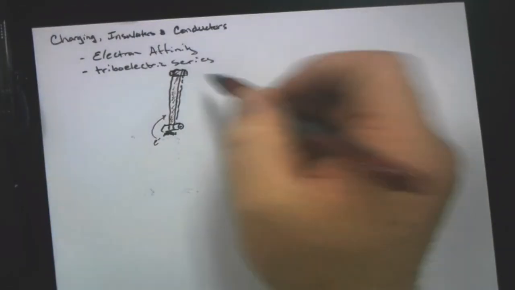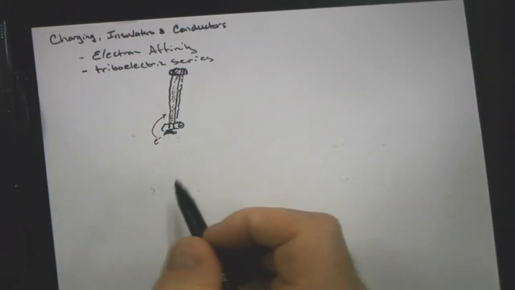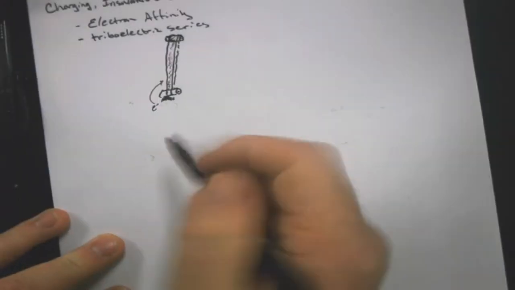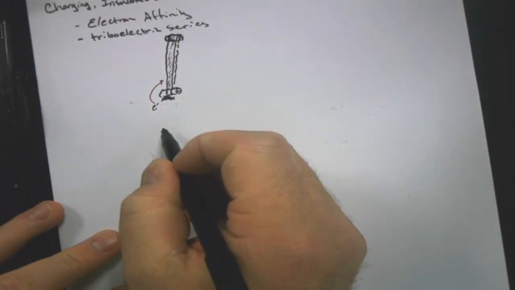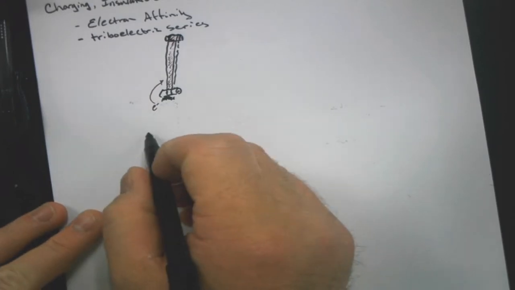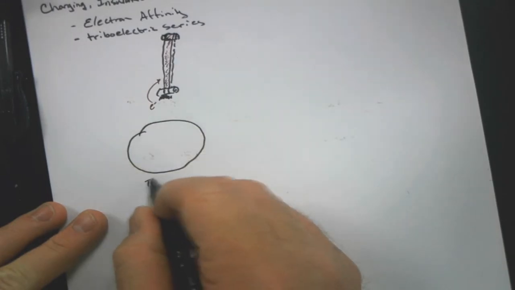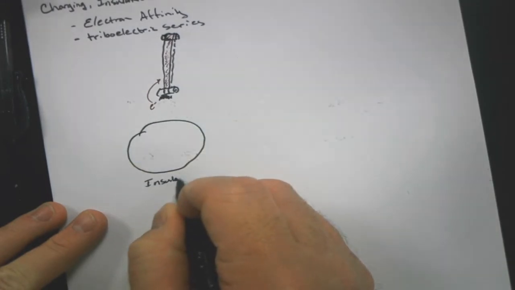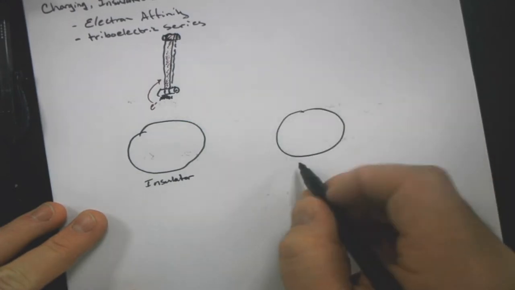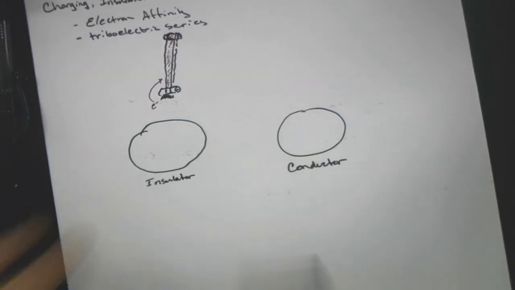Now, once we have something that has a charge, it can usually sit on one of two things. It can either sit on an insulator or a conductor.